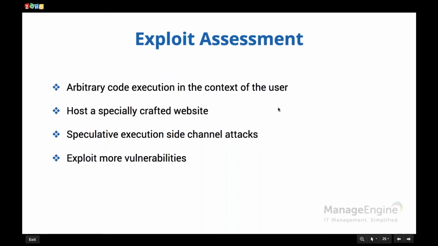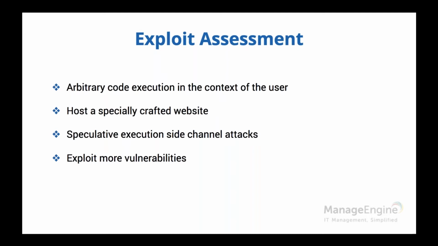So these are the list of CVEs that have been released with respect to Microsoft Edge vulnerabilities. And these are the possible exploitations that can occur if you're not going to deploy the update. So let's take arbitrary code execution in the context of the user. A remote code execution vulnerability exists in the way the scripting engine is handling the objects in memory. So what can this vulnerability do?